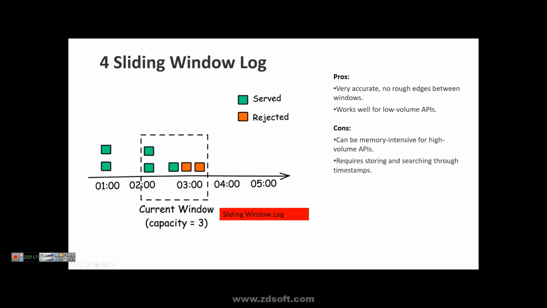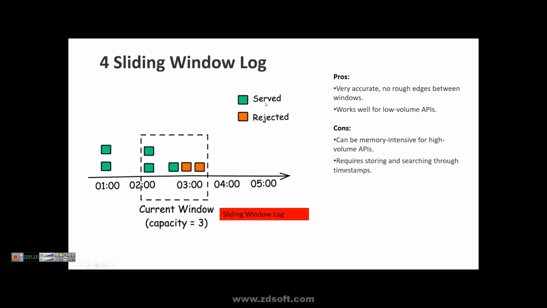Then fourth one is sliding window log. This sliding window log algorithm keeps a log of timestamps for each request and uses this to determine if a new request should be allowed or not. How it works: it keeps a log of request timestamps, and when a new request comes in, it removes all entries older than the window size, and it counts the remaining entries. If the count is less than the limit, then it allows the request and adds its timestamp to the log, and if the count exceeds the limit, then the request is denied.